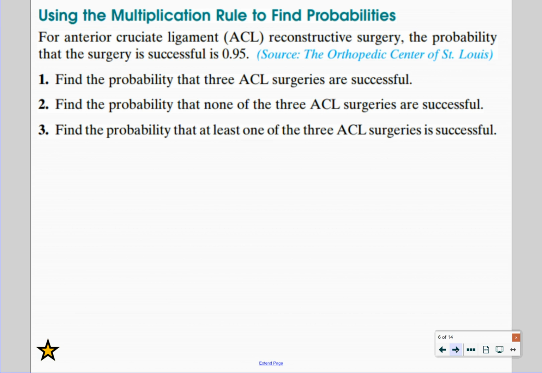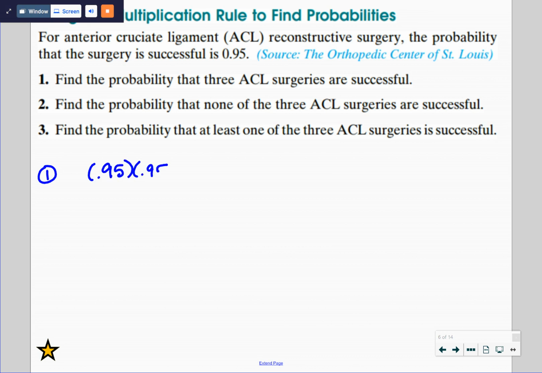Okay, so for ACL reconstructive surgery, the probability that a surgery is successful is 0.95. First thing we're going to do is find the probability that 3 surgeries are successful. So that means the first one is successful, and the second one is successful, and the third one is successful. When we hear the word and, we're thinking multiply. So we're just going to take the probability that each is successful, which is 0.95, and we don't have anything here to tell us that one affects the other in any way. If it did affect the other, we have no probability that we'd even be able to calculate that with anyway. So the fact that they don't give us any other information says, hey, these are pretty much independent events.